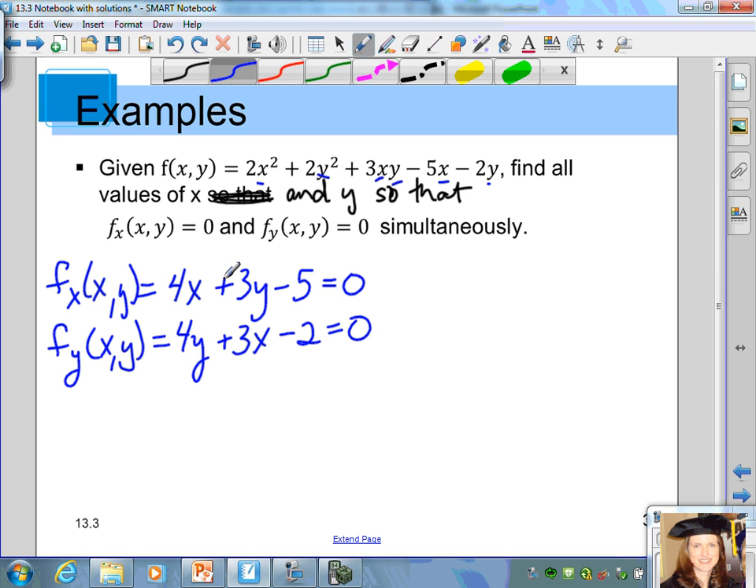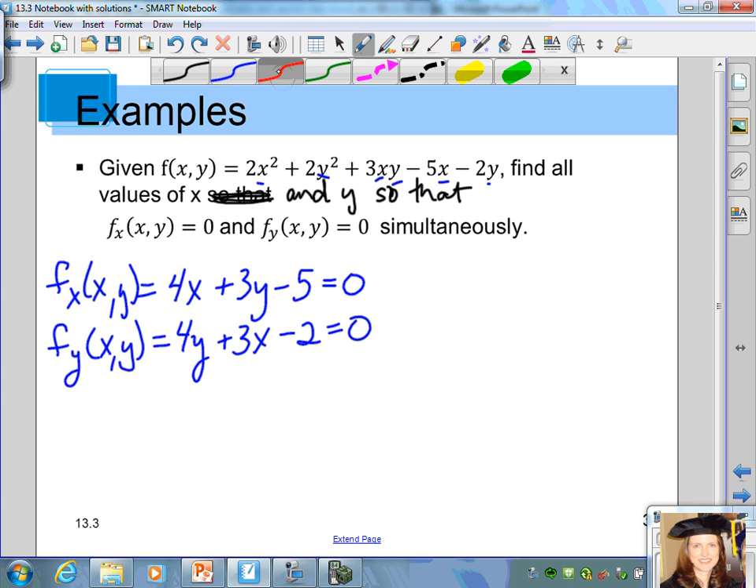We want to find out where these partial derivatives are equal to 0 simultaneously. Now we have two equations and two variables. You can solve this system of equations by using the substitution method. You can use a graphing method, you can use the elimination method, or you can even use a matrix method. And that's the method I'm going to show you today.